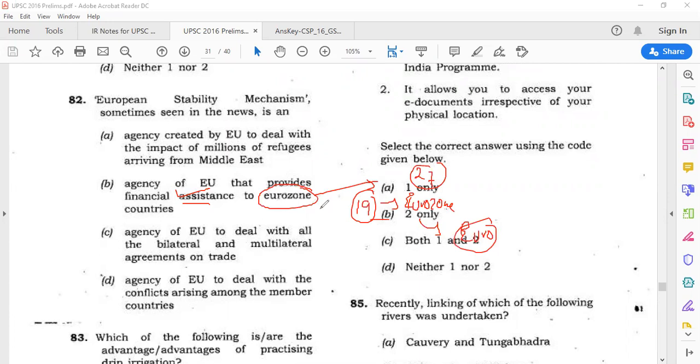So if you are accepting Euro as your sole currency, some incentive has to be provided to you, right? So that incentive has been provided by European Stability Mechanism. So they are an agency of EU that provides financial assistance to 19 Eurozone countries out of 27 European Union countries. So answer is B.